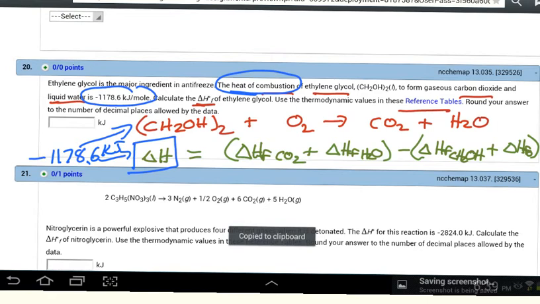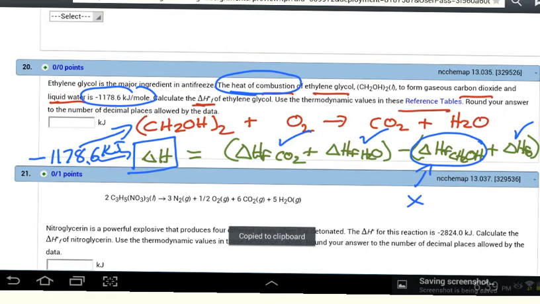Well, if you look in the reference table, you'll notice that most of these chemicals are in there. Certainly oxygen is in there, water is in there, and CO2 is in there. But ethylene glycol is not. It's not in the table. So that's what they're asking you to find. So you need to put an X there, and that's what you're going to be solving for.